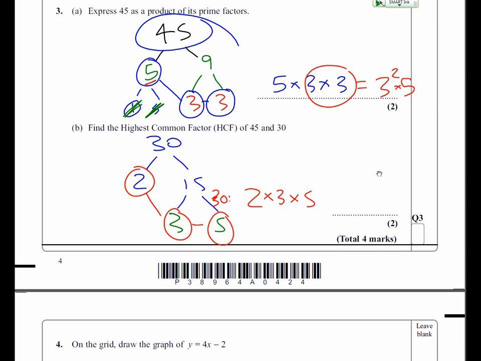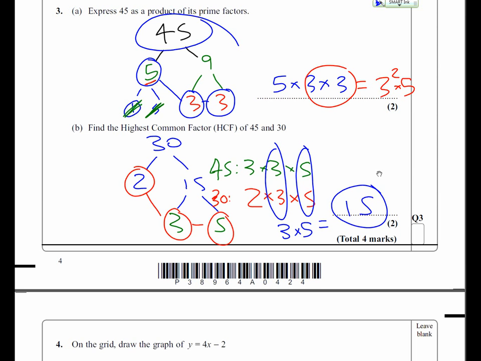Okay, our factors of 45 were in green, were 3, 3, 5. The trick says pair them together. Okay, so we've paired 3, we've paired 5, multiply 3 times 5, 15 is your answer for the highest common factor of 15 and 45.